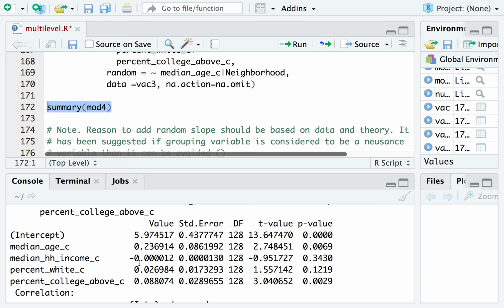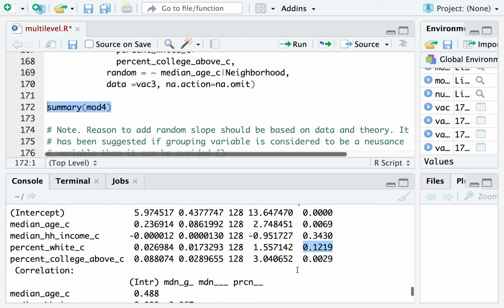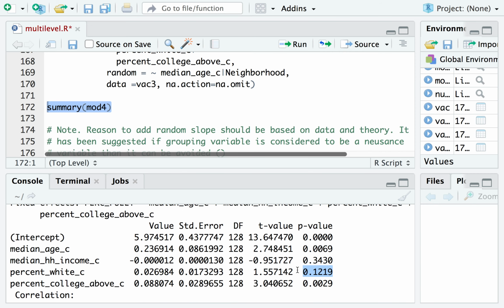And the first thing we can immediately see is one of the predictors is no longer significant. Right over here, percentage white is no longer a significant predictor. I should have said this earlier, but a significant p-value would be 0.05 or lower. And it would indicate this via asterisks, which are not included in this one. So when I didn't let the slope vary across groups, it was significant, but now it isn't.